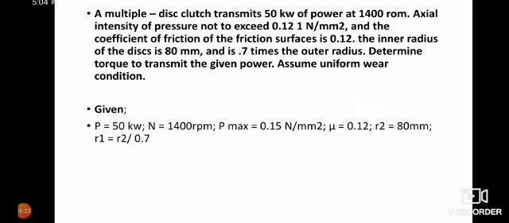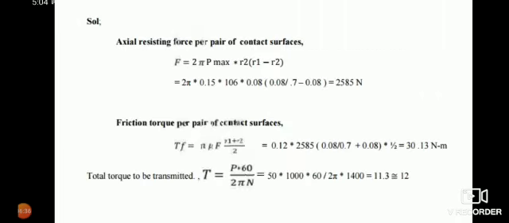Assume uniform wear condition. Given P equal to 50 kilowatt, N equal to 1400, P max equal to 0.15 Newton per mm square, mu equal to 0.12, R2 equal to 80 mm, R1 equal to R2 divided by 0.7. Axial resisting force per pair of contact surface F equal to 2 pi P max into R2 into (R1 minus R2), which is 2 pi into 0.15 into 10^6 into 0.08 into (0.08 divided by 0.7 minus 0.08), equal to 2585 Newton. Friction torque per pair of contact surface Tf equal to n mu F (R1 plus R2) divided by 2. T equal to P into 60 divided by 2 pi N equal to 12.